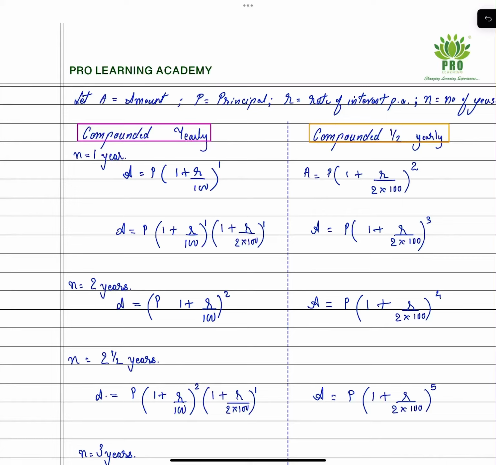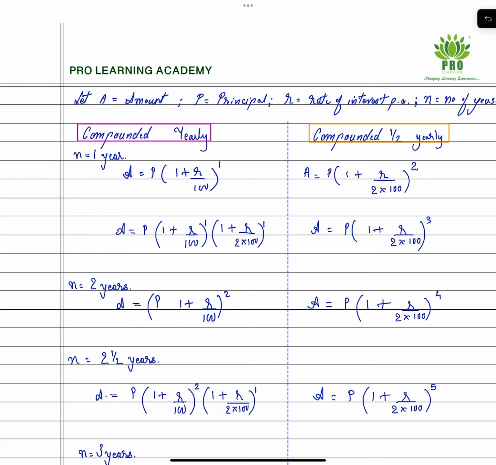Here we want to talk about the different formulas applicable for different scenarios. Let's consider compound interest compounded yearly. Here the time period is 1 year, so it's a very simple case. Amount is P, which is the principal, multiplied by 1 plus R over 100 the whole power 1. So this technically lets the principal grow for a period of 1 year at this given rate of interest.